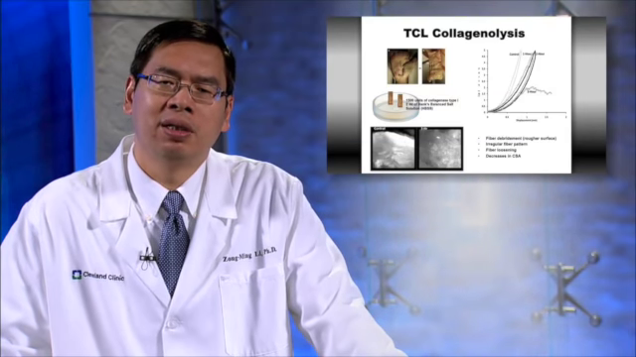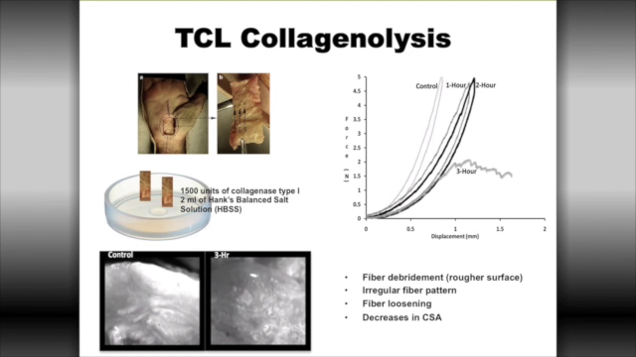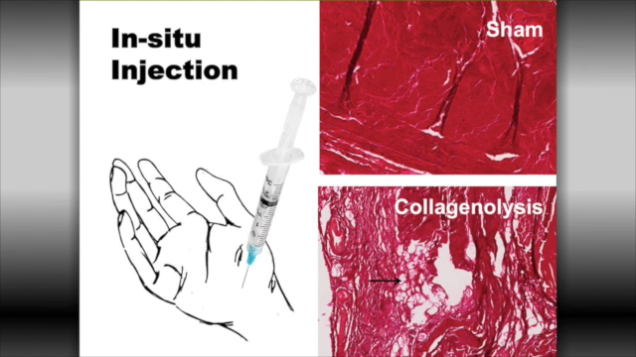One idea is collagenase, enzymatic degradation. We took TCL and divided it into multiple strips, then submerged them in collagenase solution. The samples were tested at different time points to show tissue degradation and decrease in mechanical properties. We also did an in situ collagenase injection in cadaveric hands. The ligament was dissected out for histological examination, showing here the fiber breakage, dissolution, and the irregular alignment.